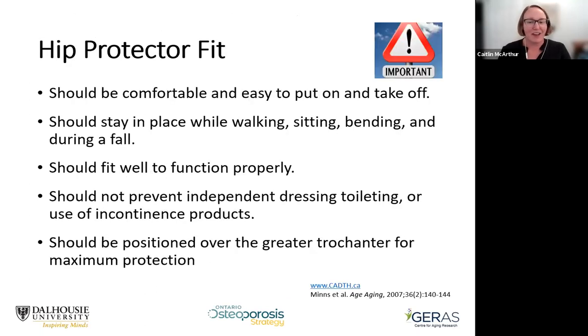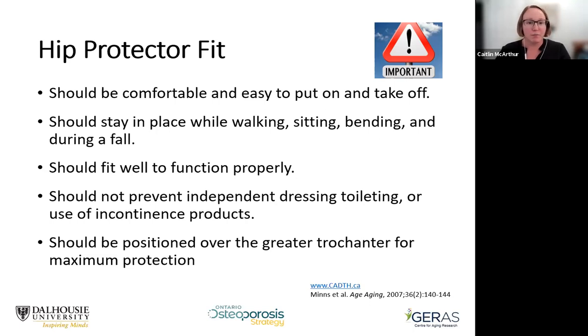So on that note, how should they fit? So they should be comfortable and they should be easy to put on and take off. And they should also stay in place while walking, sitting, bending, and during a fall. So basically, throughout daily life, they should stay in the same place. And people should be able to function. So they shouldn't be so uncomfortable that people can't function, or they shouldn't be moving around throughout the day.